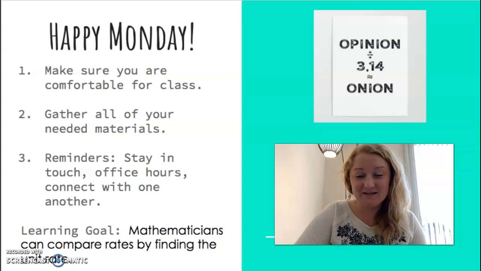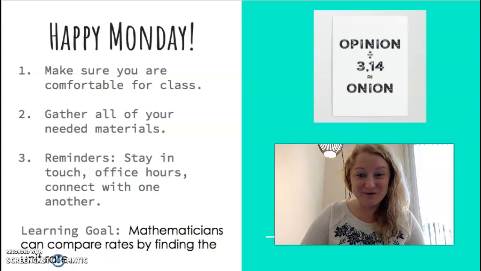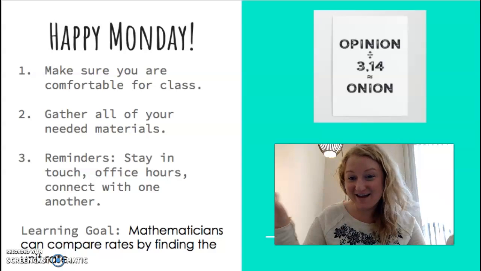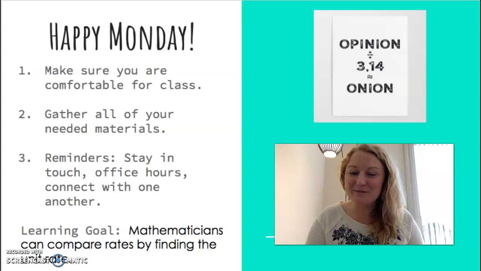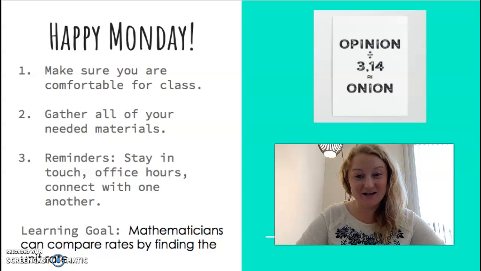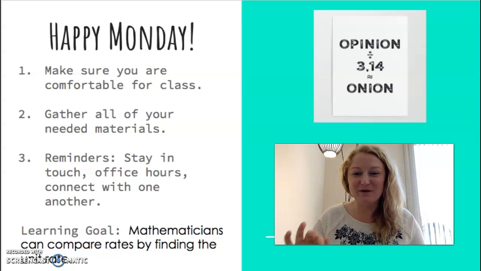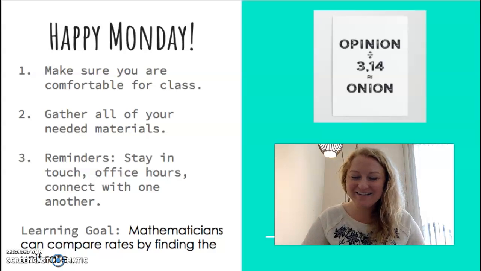It says opinion divided by 3.14 equals approximately onion. So hopefully you get that because 3.14 is the same as pi. So opinion divided by pi, you can take out the pi and you're left with onion. Okay, someone had to laugh. Ewan, did you laugh? Maybe. I'm just imagining Lucas and Liam going, oh, I get it.